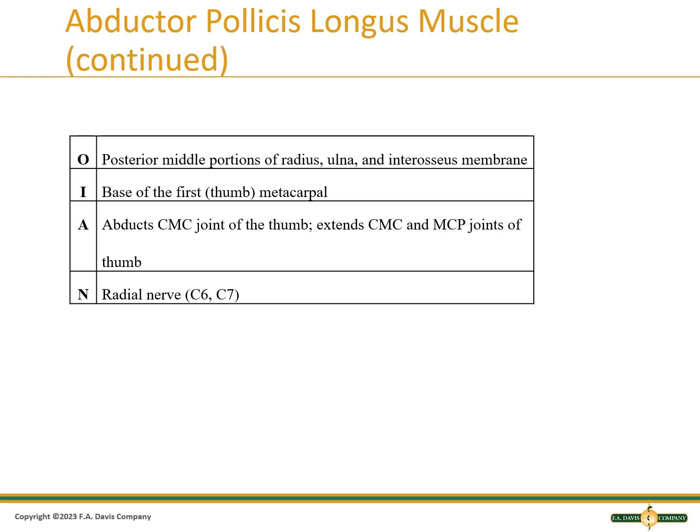So because it does not extend as distally, and because we don't have abduction at our IP joint of the thumb, or even at our MCP joint of our thumb, we just have abduction at the CMC, we can understand why we don't have as much influence. So abduction of the CMC and then extension of the CMC and the MCP joints because of the line of pull, and it is innervated by the radial nerve.